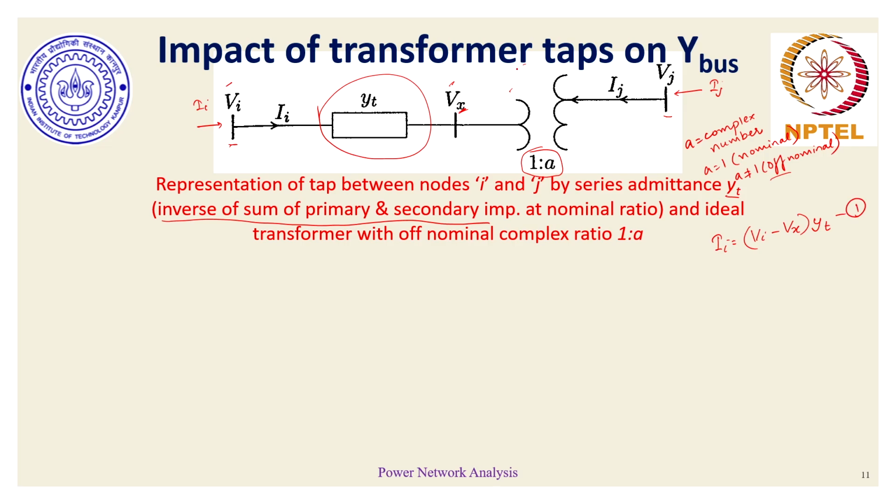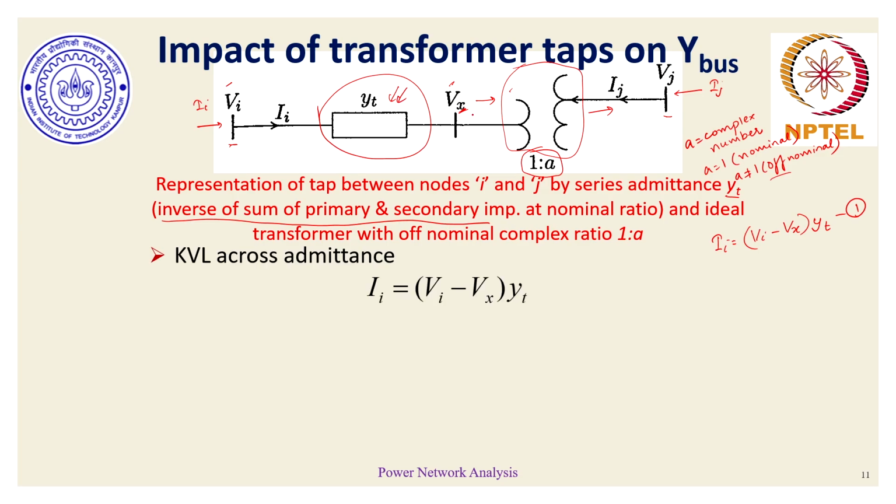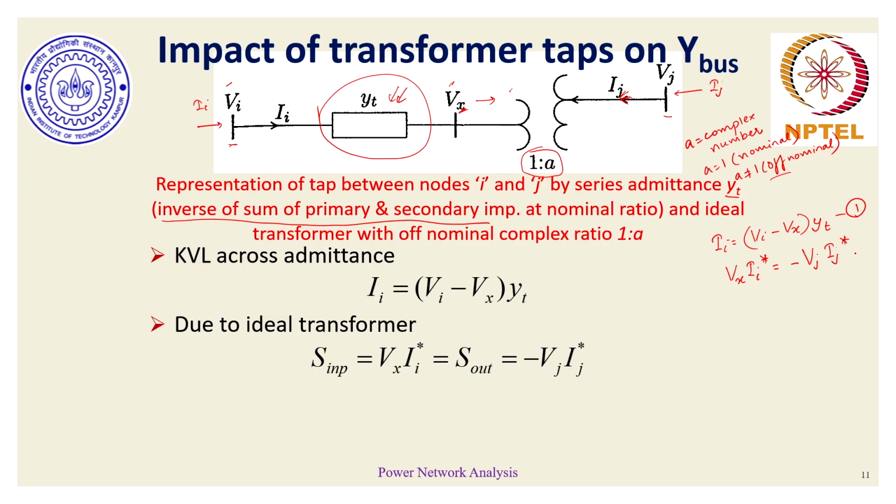Since this tap position is an ideal transformer, whatever is the power input to this transformer, the same is the output of the transformer, because the lossy component has been incorporated into this admittance. So the input power, which is complex power, Vx into Ii conjugate, should be equal to the output power, which is minus Vj Ij conjugate. Why do I have a minus sign? Because I have chosen the injection current to be into the transformer tap. That is equation number 2.